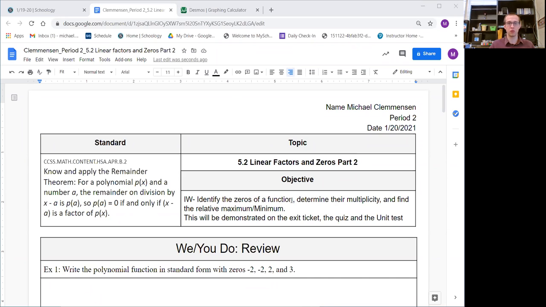minimum. So we've gone over how to find the zeros of a function. Went over that last time. Now we're adding on multiplicity to that. And we're also talking about maximum and minimum of our graphs. So those are the two new things that we're going to be going over. As usual, you will show this on the exit ticket, the quiz, and then the unit test. Which are the main places to show it.